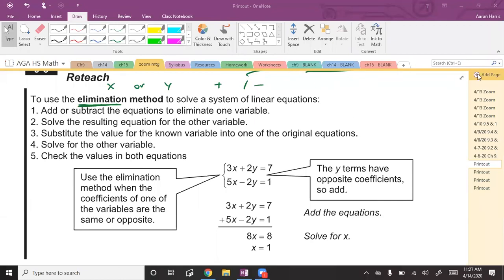All righty. So we have to add or subtract the equations to eliminate one variable. You must eliminate at least one variable. Solve the resulting equation for the other variable. Substitute the value for the known variable into one of the original equations. Solve for the other variable. Check the values in both equations.